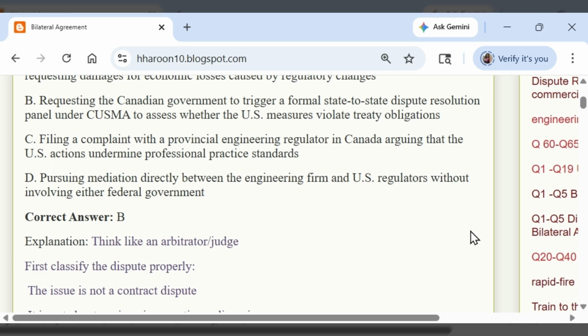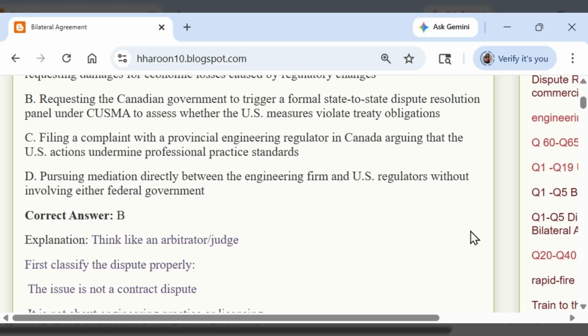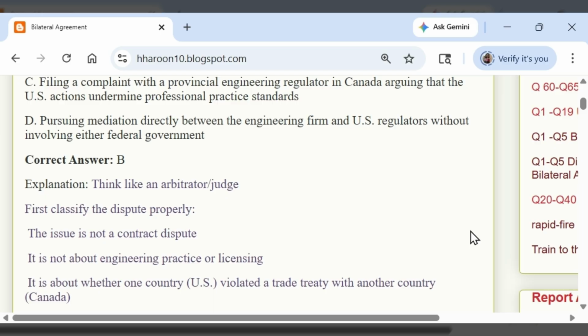C. Filing a complaint with a provincial engineering regulator in Canada arguing that the U.S. actions undermine professional practice standards. D. Pursuing mediation directly between the engineering firm and U.S. regulators without involving either federal government.